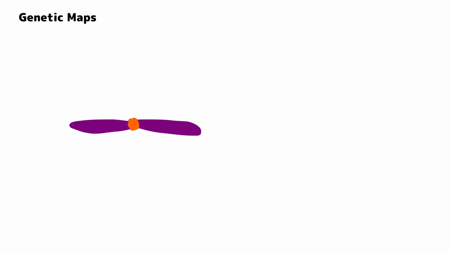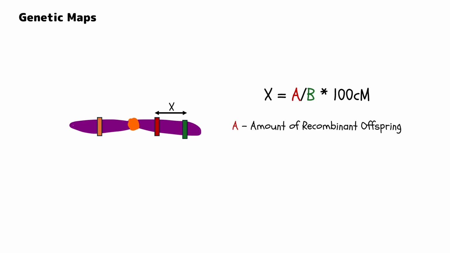So what are genetic maps? Genetic maps tell us the approximate location of genes on the chromosome. Now, these are not the actual physical markers, but genetic maps are created by conducting the crosses mentioned earlier. So let's say the distance between these two genes is x. The x will be calculated by A over B times 100, and it is measured in centimorgans. Well, let's define what A and B are. A is the amount of recombinant offspring and B is the amount of total offspring.